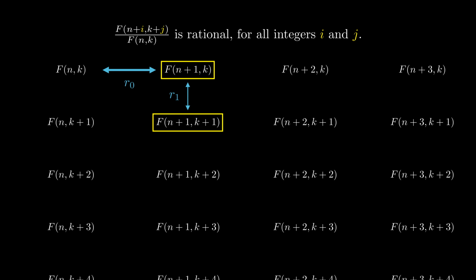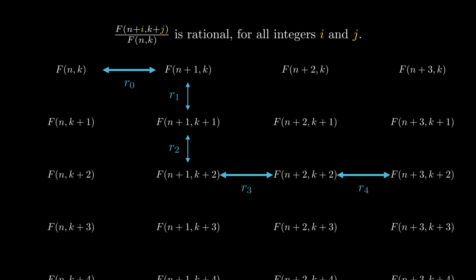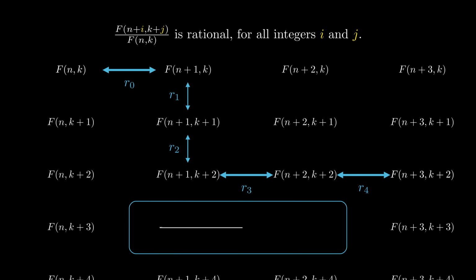Let's call it R1. We continue in this way, carving a path to the target destination. The ratio between these n terms is simply the product of all these ratios, all of which are rational. The product of rational expressions is still rational, and this proves our claim. This will be a useful shortcut that is relevant later.